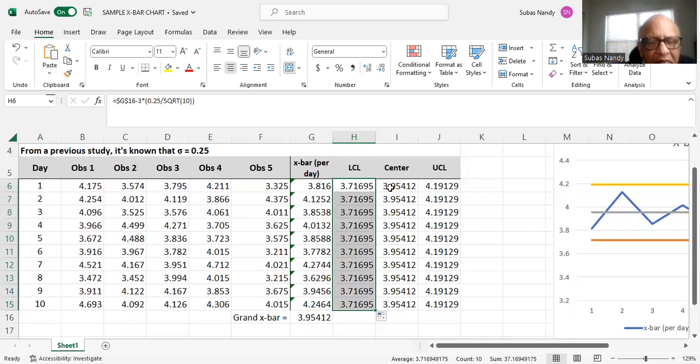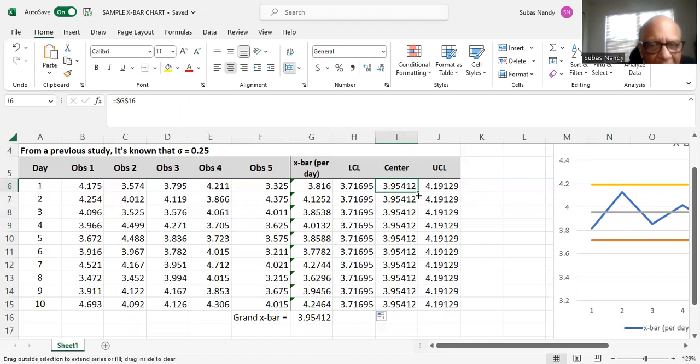Now the center, remember, the center is the grand X bar. So that is $G$16. Okay, you have to put the dollar signs, otherwise the values will not remain constant. And then you just drag it down like the other ones. Okay, and you get the center.